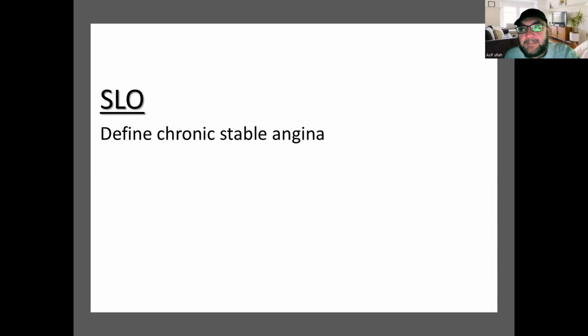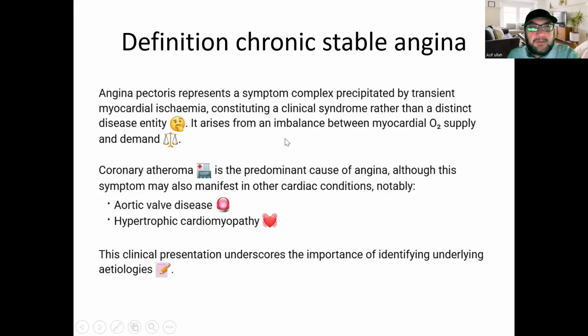Our specific learning objective for the session is the definition of chronic stable angina. So angina pectoris is a symptom complex precipitated by transient myocardial ischemia, constituting a clinical syndrome rather than a distinct entity. It is due to an imbalance between oxygen supply and demand.